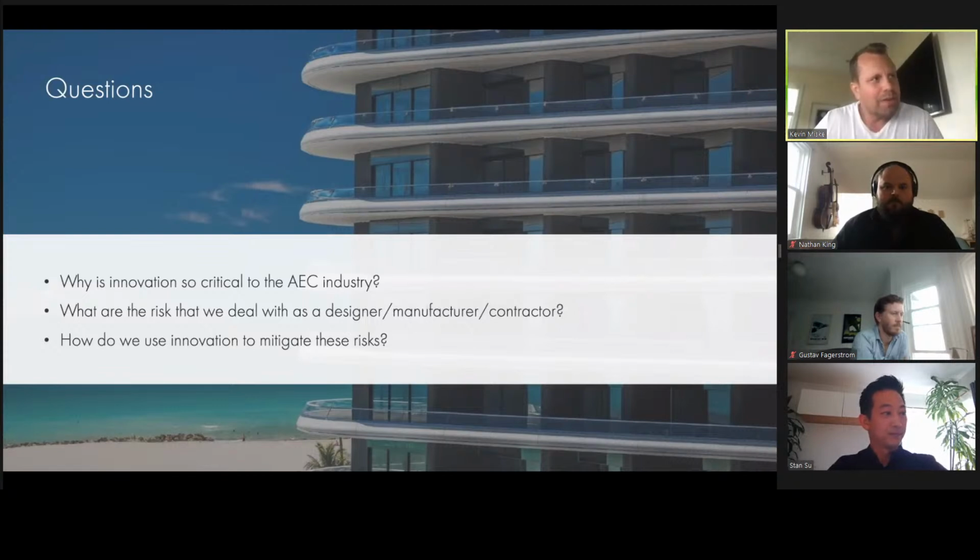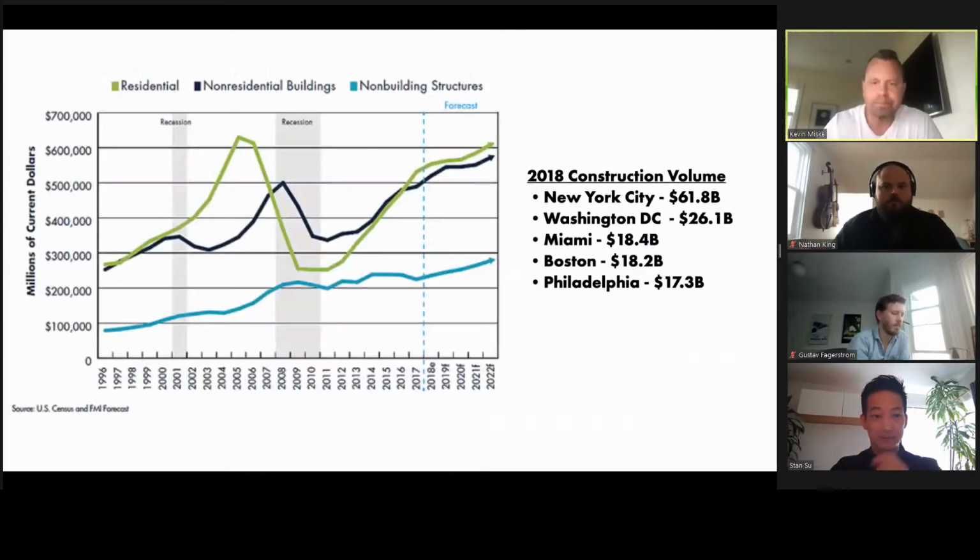So when Gustav introduced me to the topic today, I came up with 3 questions to answer the question that he posed. Really what I look at is, how can we use innovation in our AEC industry, and why is that critical to success of moving that industry forward? What are the risks that Building Blocks deals with as a manufacturer, a designer of wall systems, and then a contractor that installs those wall systems? And then finally, how do we use innovation to help mitigate the risks that we see in those roles?